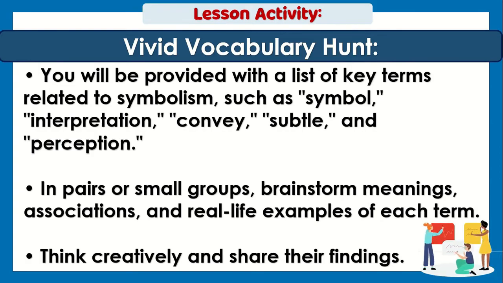For the lesson activity, we have a vivid vocabulary hunt. You will be provided with a list of key terms related to symbolism, such as symbol, interpretation, convey, subtle, and perception. In pairs or small groups, brainstorm meanings, associations, and real-life examples of each term. Think creatively and share your findings.